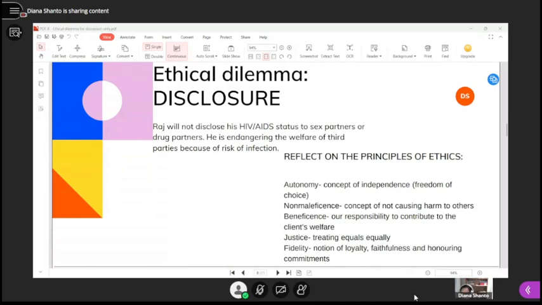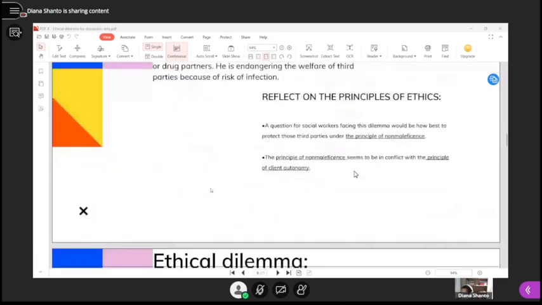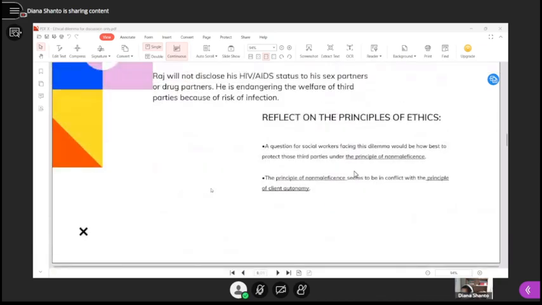Let me see what it says here. Donc, si vous voulez expliquer votre point de vue, c'est OK. Si vous dites beneficence, vous voulez dire beneficence of third parties ou avoid causing harm to third parties. Ici, ça dit, a question for social workers facing this dilemma would be how best to protect those third parties under the principle of non-maleficence.